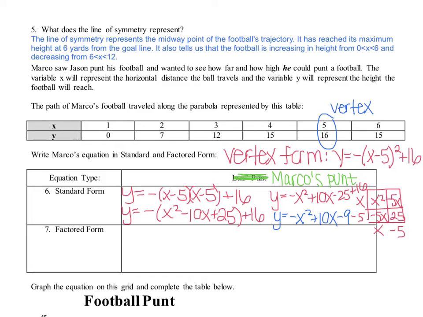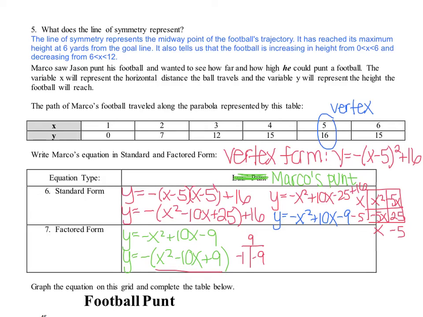Now to find my factored form, I'm going to use my standard form to help me. If you notice, the leading coefficient starts with a negative, and we don't like that. So the first thing we want to do is pull out the negative. Then it means I'm going to divide each term by the negative. So negative x squared divided by negative is x squared. 10x divided by negative 1 is negative 10x. And negative 9 divided by negative is positive 9. I'm now going to focus on factoring what's inside the parentheses. So what multiplies to 9 but adds to negative 10? Hopefully you're saying negative 1 and negative 9.